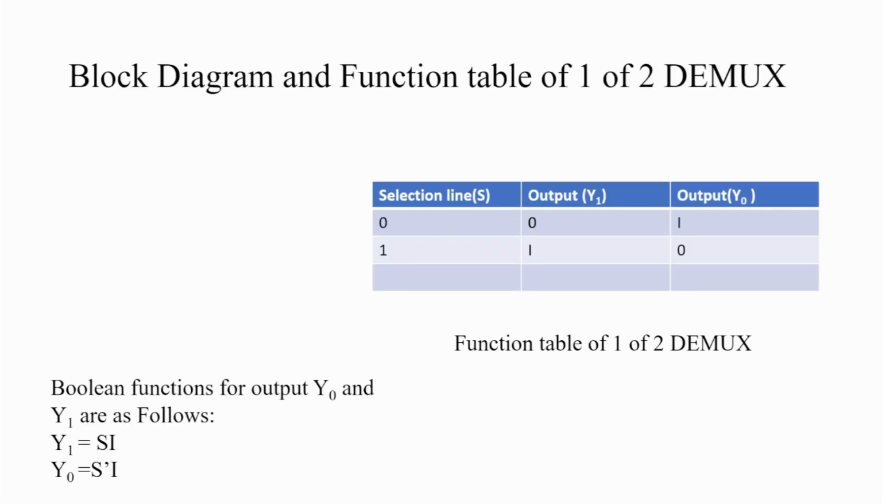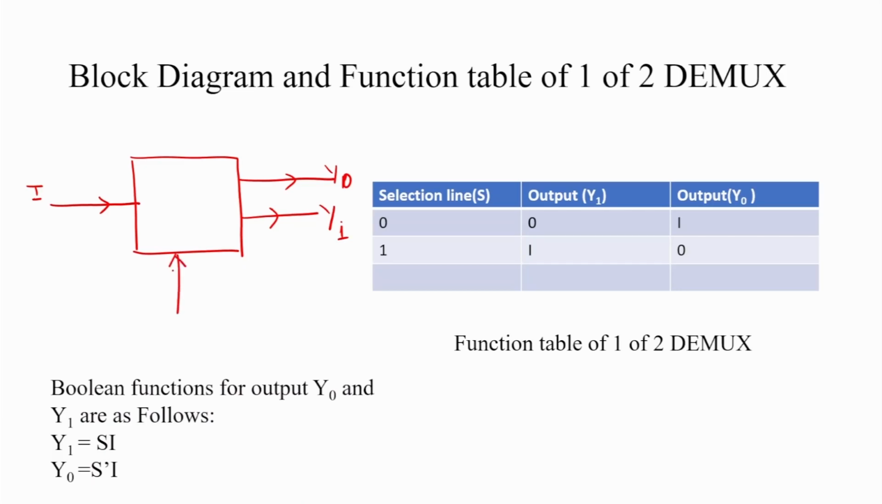Now, what is the block diagram and functional table of the 1 of 2 demux? This is the general block diagram of a 1 of 2 demux. There are 2 output lines named Y0 and Y1, and only one input line named I. Whatever the value of the input, either 0 or 1, which particular output line the input goes to depends on the selection line. This is a 1 cross 2 demux, meaning 2 to the power 1 outputs, with one selection line, S.